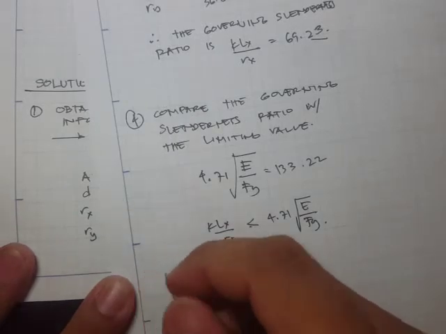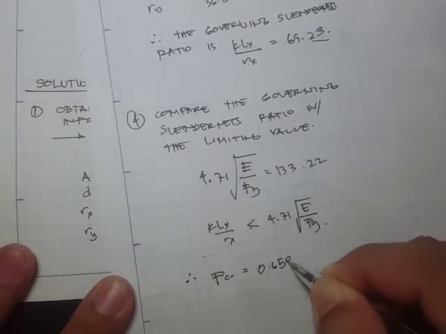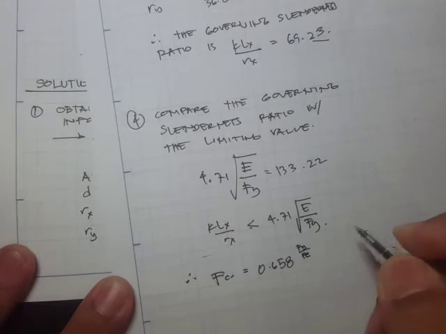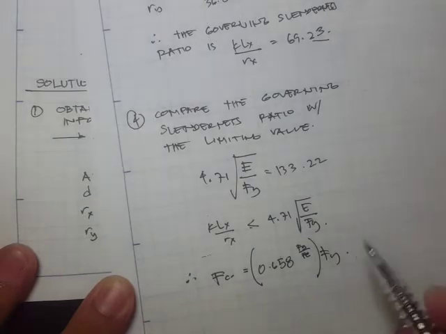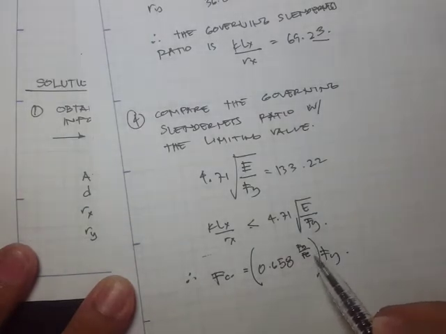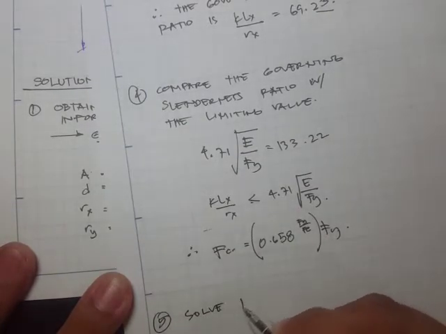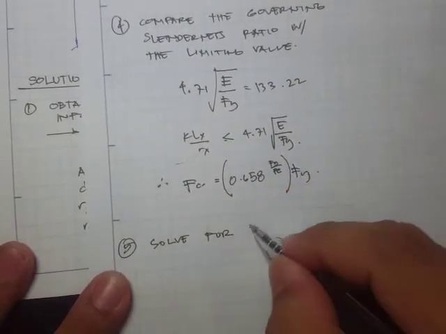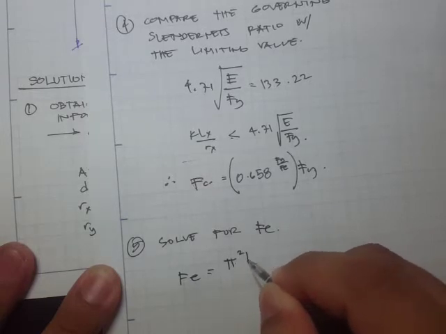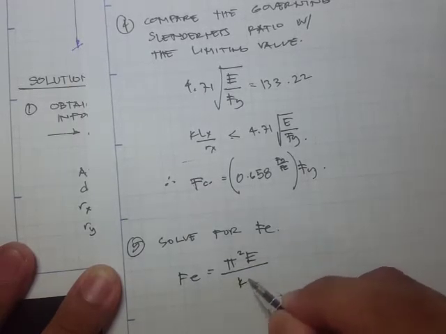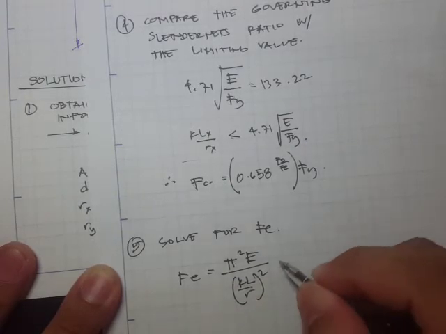our critical stress equation is Fcr equals 0.658 raised to Fy over Fe, times Fy. Okay, we know Fy, but we don't know Fe, so therefore solve for Fe. Fe is computed by this equation, pi squared E divided by the square of the governing slenderness ratio.